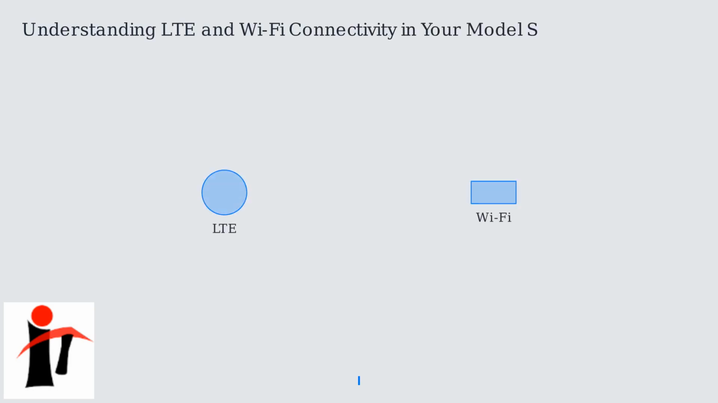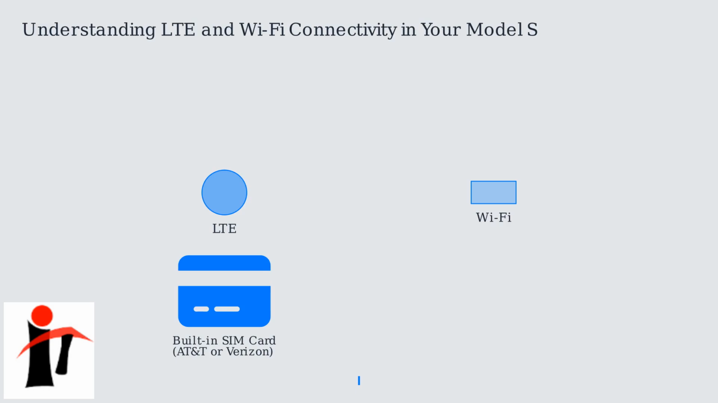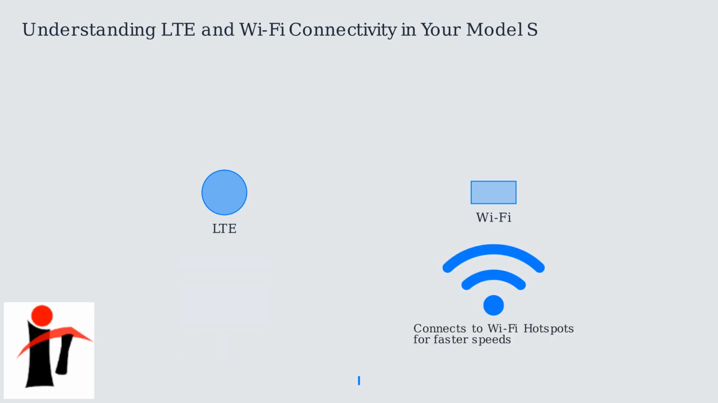Your Tesla Model S connects to the internet via two primary methods, LTE and Wi-Fi. LTE uses a built-in SIM card, usually from AT&T or Verizon, for a constant connection. Wi-Fi allows you to connect to hotspots for potentially faster speeds.